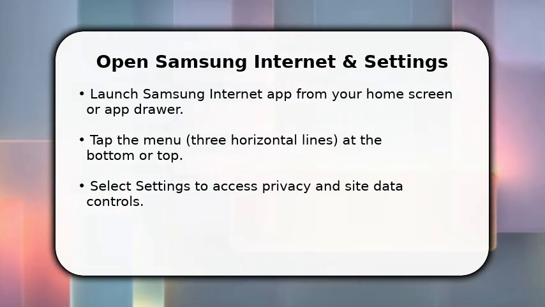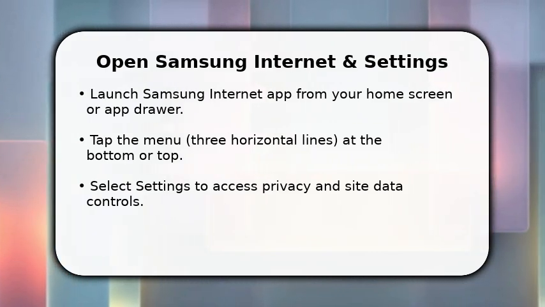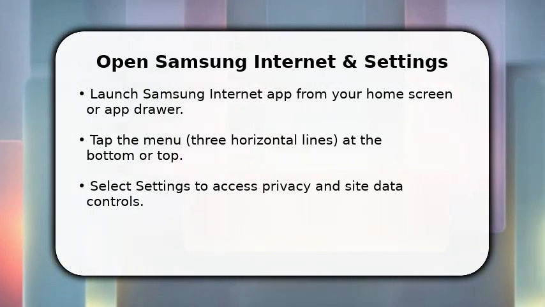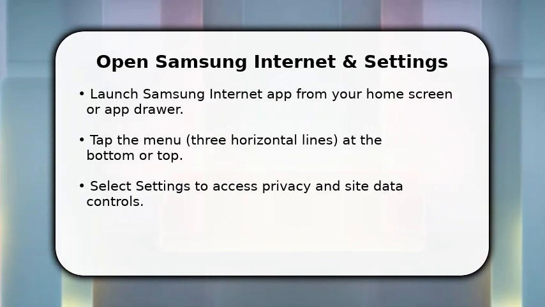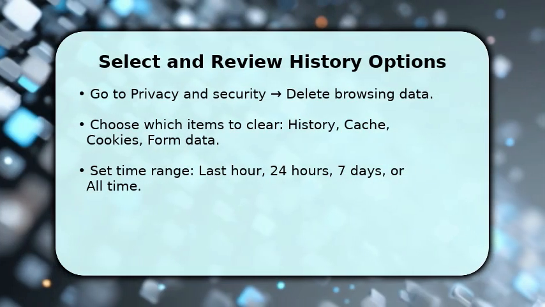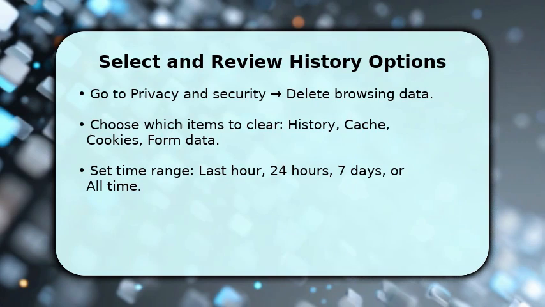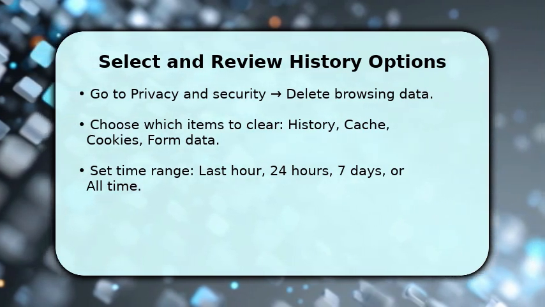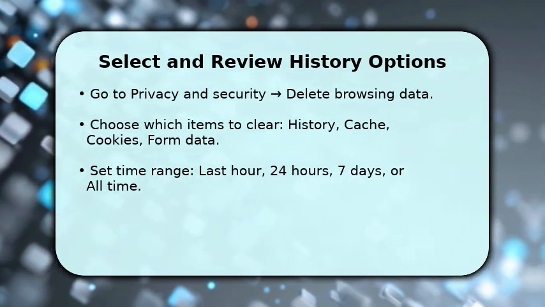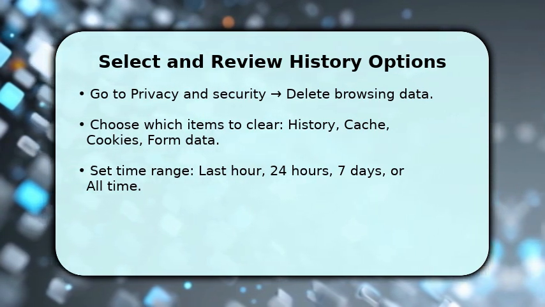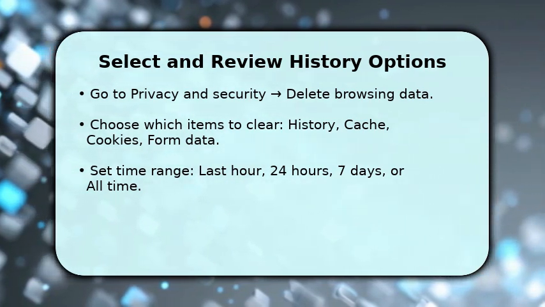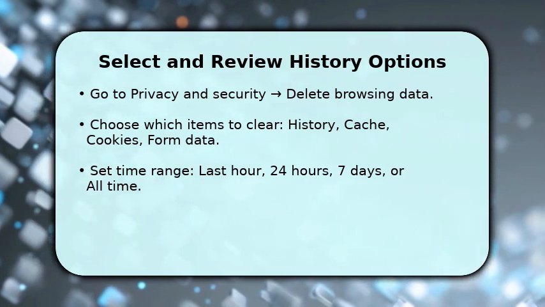Once in Settings, find Privacy and Security. This is the control center for clearing browsing history, cookies, and cache without affecting other apps. Once you open Delete Browsing Data, you'll see granular options: history, cached images, cookies and site data, saved form data, and more. Select each item you want removed. Usually history and cookies clean the traces you see most.